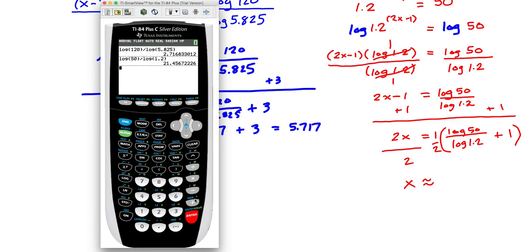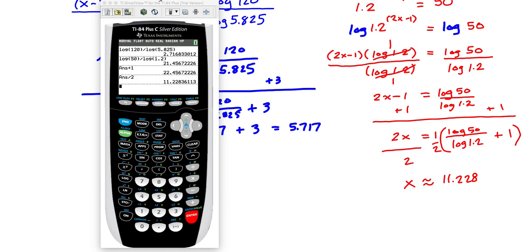And hit enter here. I'm going to add my 1 to it, and then divide it by 2, or multiply it times 1/2. And I get 11.228. So x is approximately 11.228.